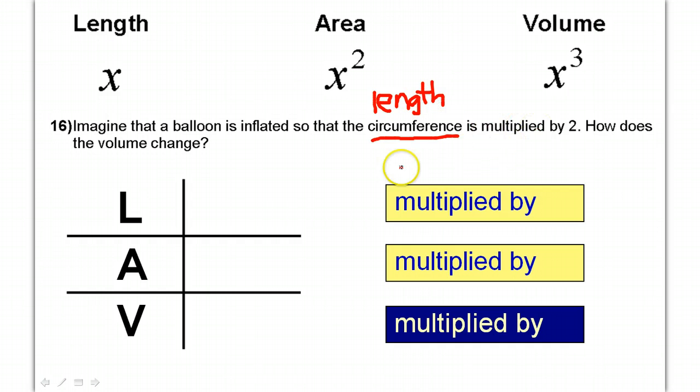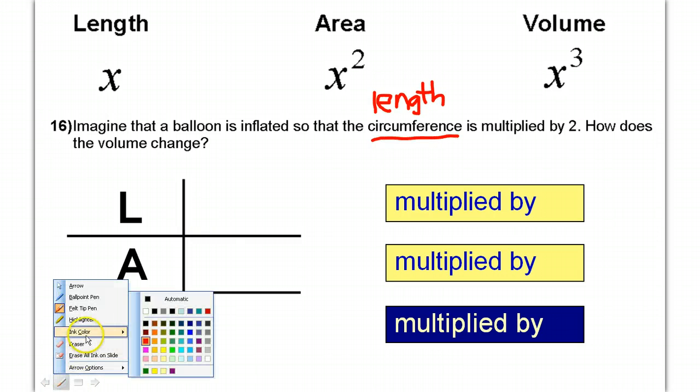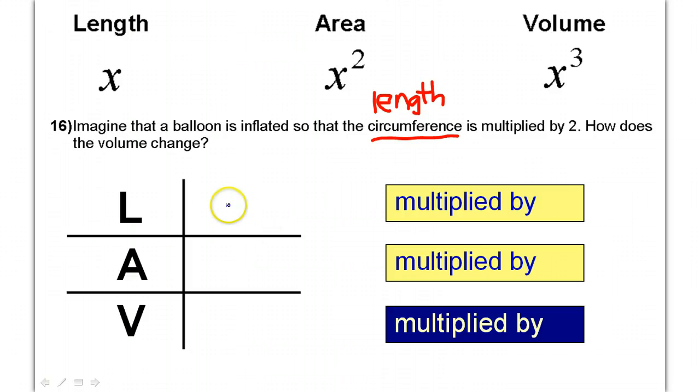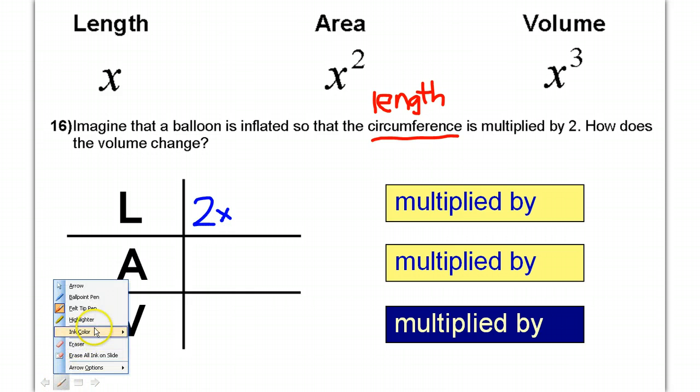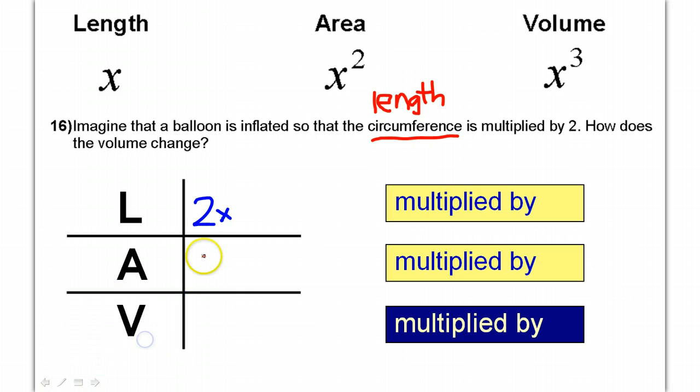Okay, circumference is length. So what am I going to put here at the L? 2. Right, 2x. Okay. So in that case, what am I going to put at the A? 4x squared. 4x squared.